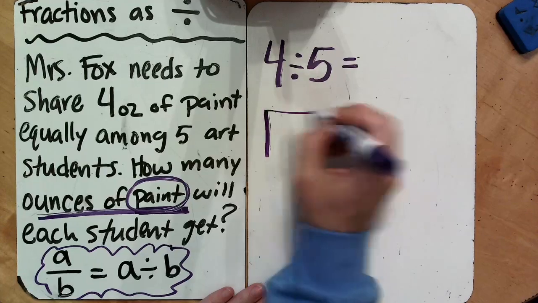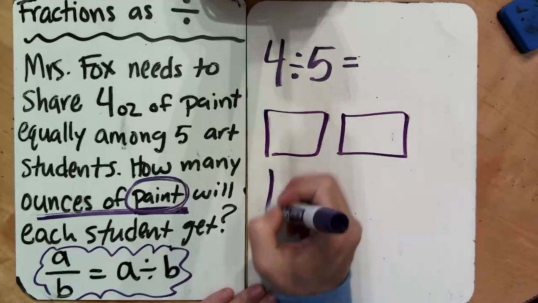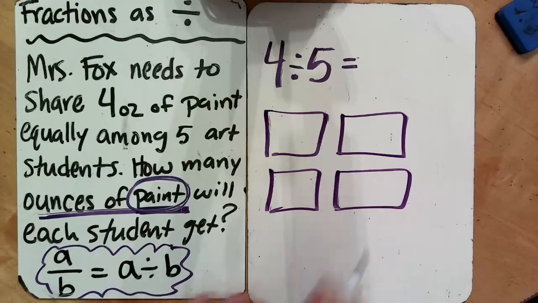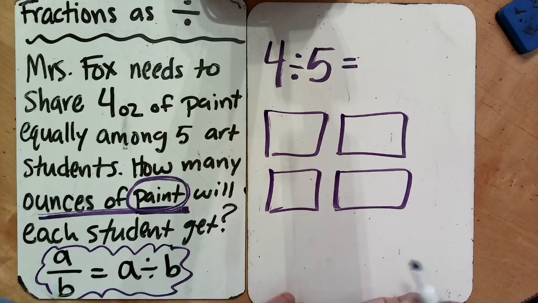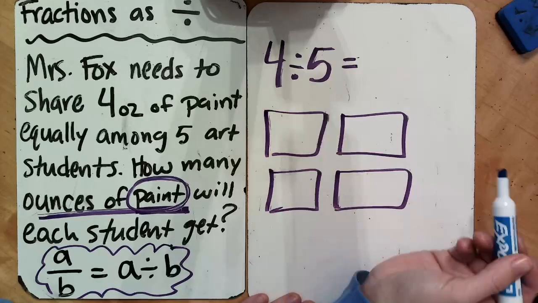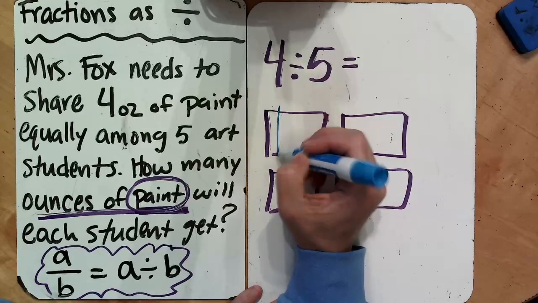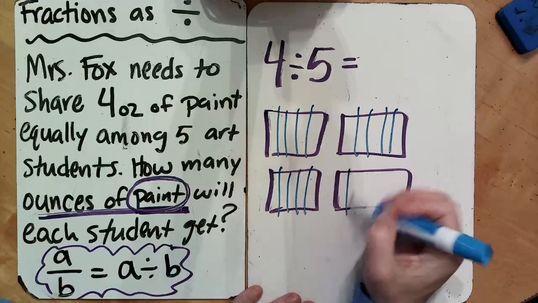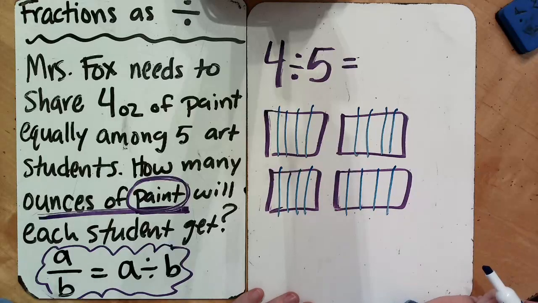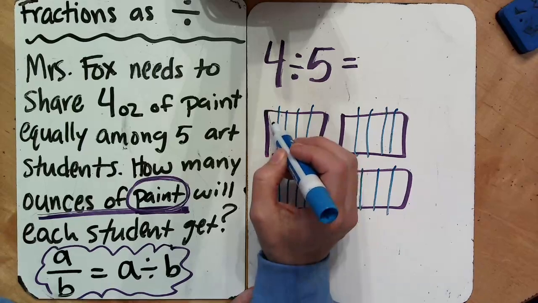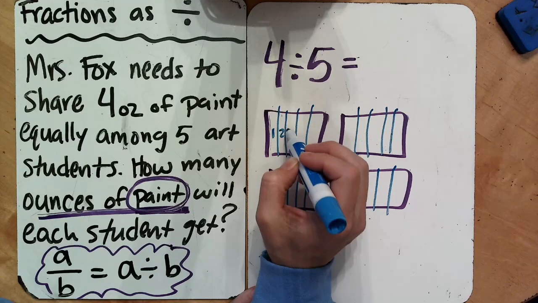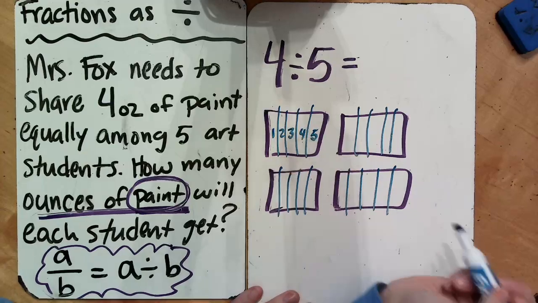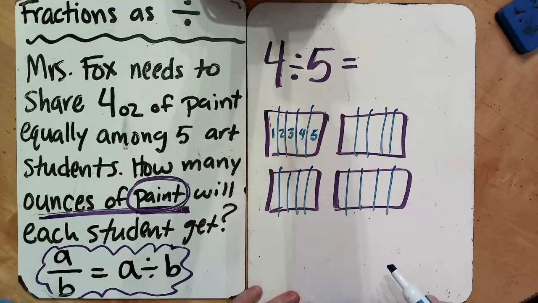We're going to take 4 ounces of paint. 1, 2, 3, 4. And I'm going to give a little to each student. So I'm going to break them up into fifths because I need 5 pieces. I'm going to break up the ounces of paint that I have, and I'm going to give a little piece to each student. So this is kid number 1, kid number 2, kid number 3, kid number 4, kid number 5. And I can do that through all of these ounces of paint.